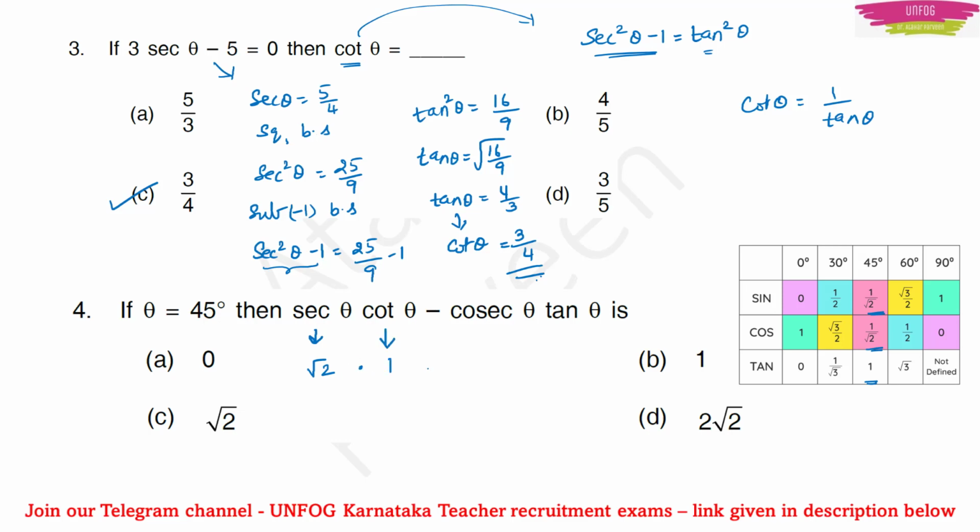and cot is the reciprocal of tan, that means it will be 1 only, minus cosecant is the reciprocal of sine, that means it will be root 2, and tan is 1. Okay, so I will have root 2 minus root 2, that will be 0. That's it. Option A will be the correct answer. So you are perfect with the trigonometric table, which means your answer will never go wrong in terms of angles. Okay.